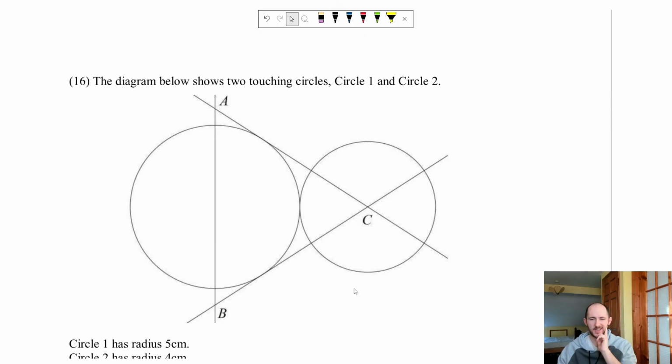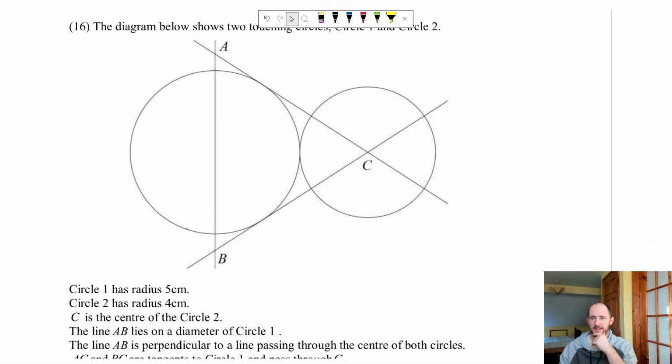There's always one question that just looks like it's going to give you a headache. So there are two touching circles, and it's always to do with circles. Anyways, circle 1 and circle 2. It's fairly clear that this over here is circle 1 and this is circle 2. It gives us the radii, so 5 and 4. That's how I know this was circle 1, because the radius was bigger, which means it has to be the bigger circle.